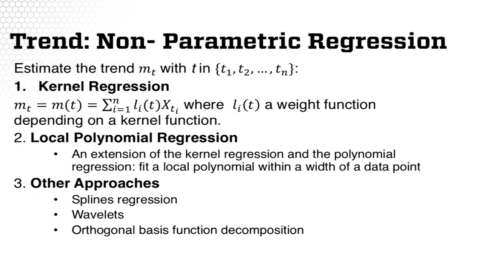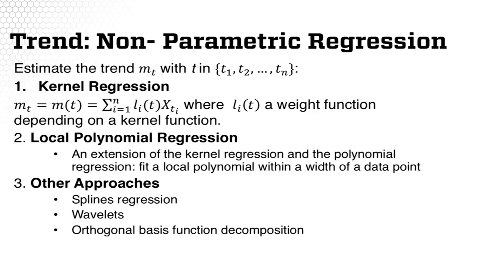Alternatively, if we do not know p, or we do not know which terms to keep in the polynomial, we can use non-parametric regression, which does not make any parametric assumptions. The simplest approach is kernel regression, which is a linear smoother, which looks like the one on the slide. The function l_i(t) depends on the kernel function in kernel regression and can be viewed as weights in a local moving average. Recall that I mentioned earlier that moving average is a particular case of kernel regression.